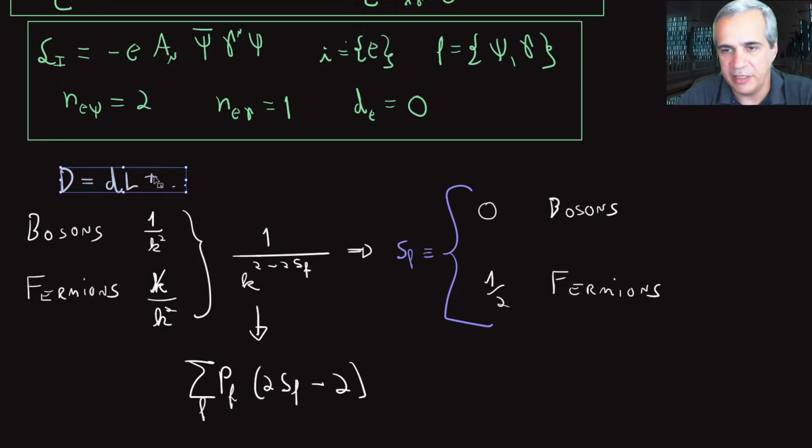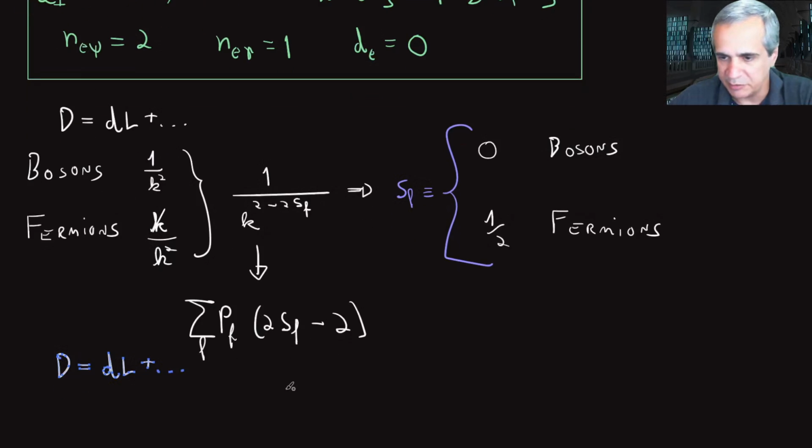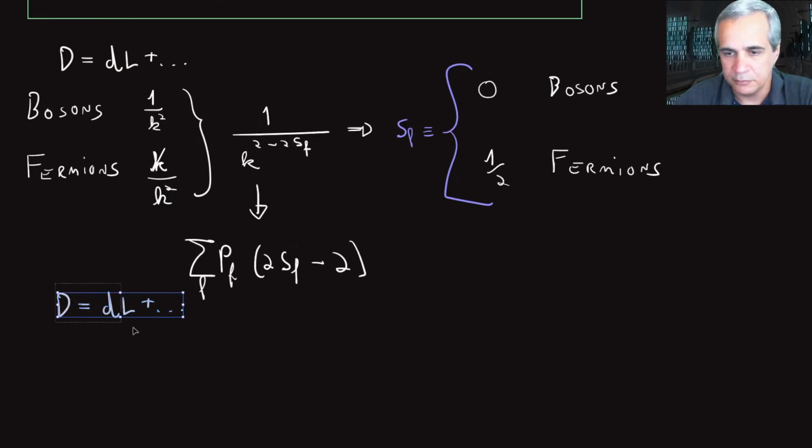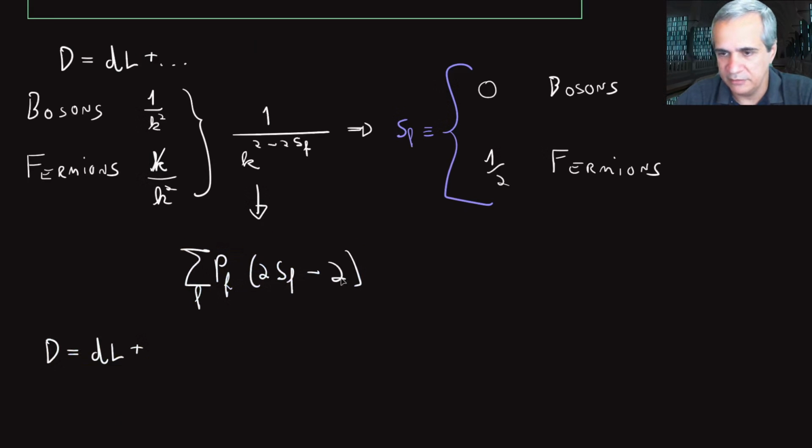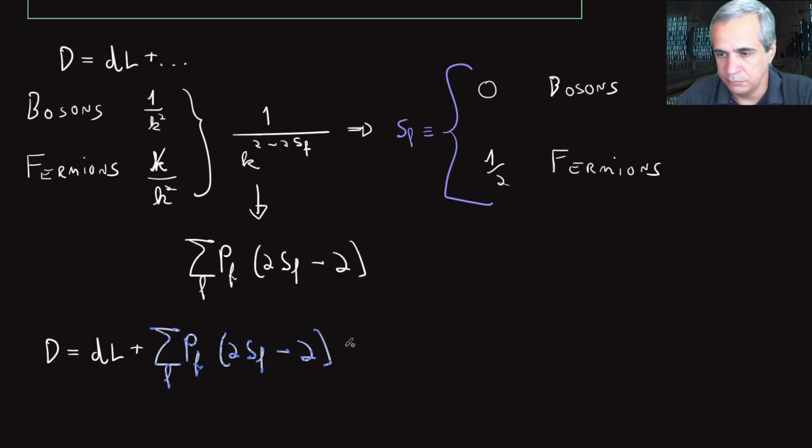So now my D is given by, let me get some space, dL plus this, plus something else that I'll discuss in a moment. But you can see that in the limit that I have just one field, F, and that's a scalar, s_F is 0 because this is 0 for bosons.